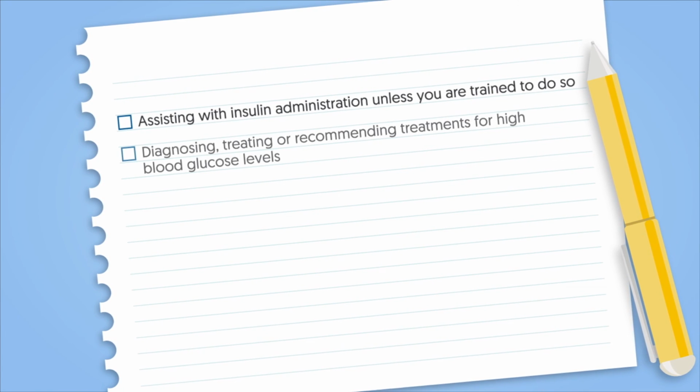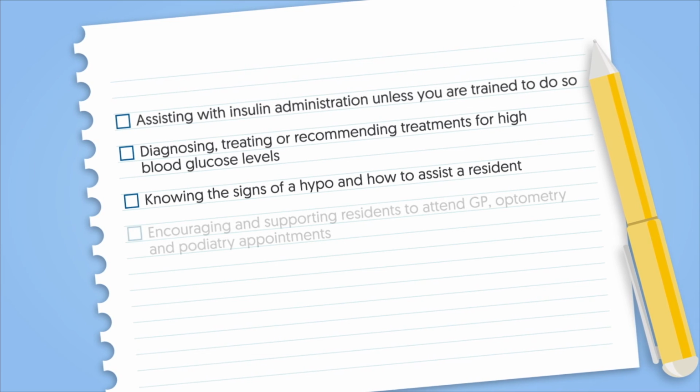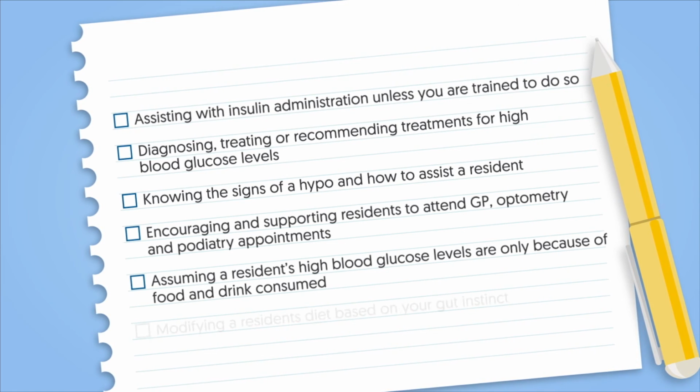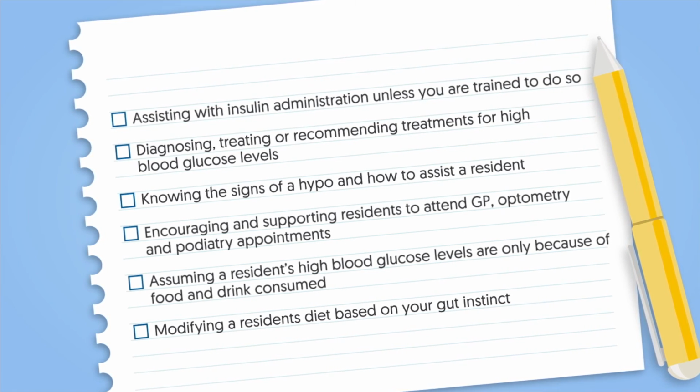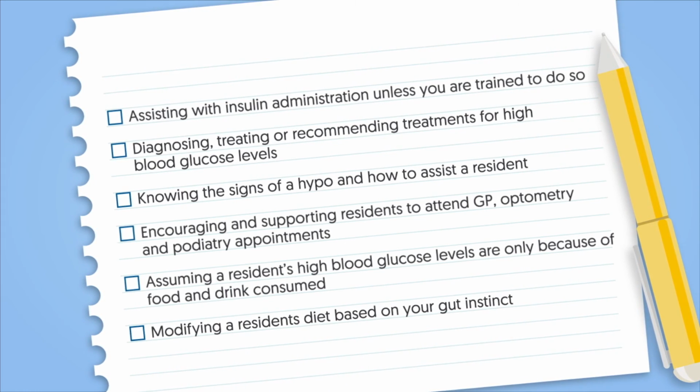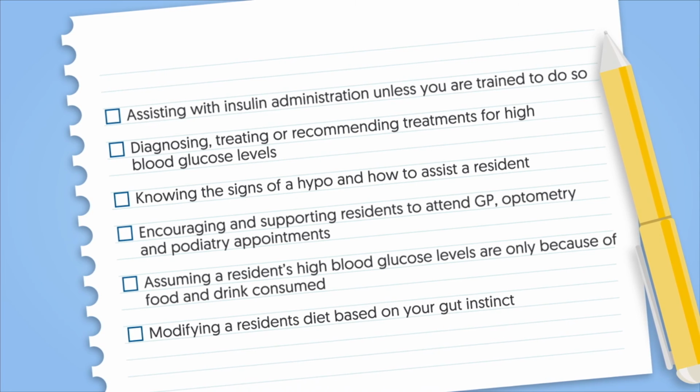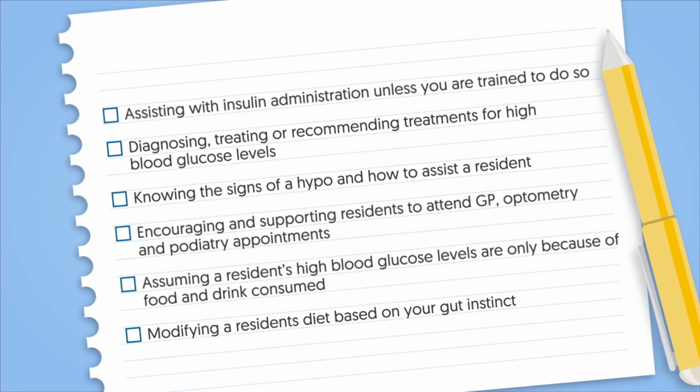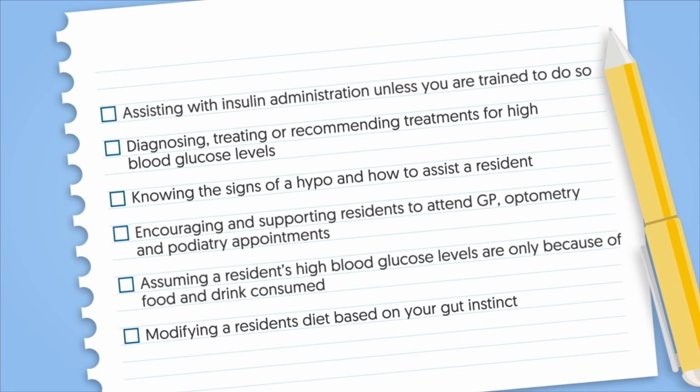That brings us almost to the end of our video on diabetes management. Before we finish, let's see how well you understand your role as an SRS staff member in supporting your residents with diabetes. On the screen, you will see a few sentences. From these sentences, see if you can select the 4 things that you should avoid doing. Good luck!